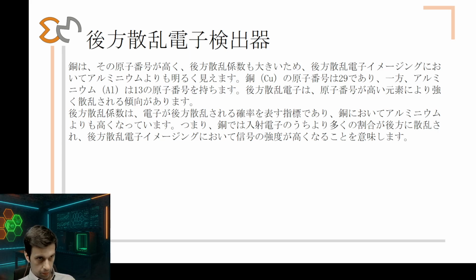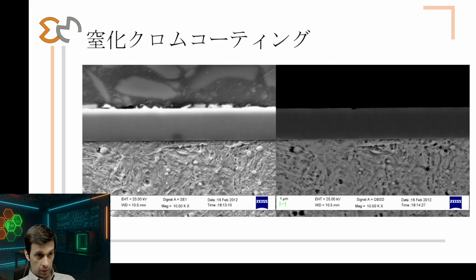This is because, of course, the atomic number between copper and aluminum is different. Copper is 29 and aluminum is 13. And so the effect is that copper will look brighter, more white, because these images are always black and white. Copper will look much brighter, much whiter than aluminum in a backscattered image. And I give you an example here.